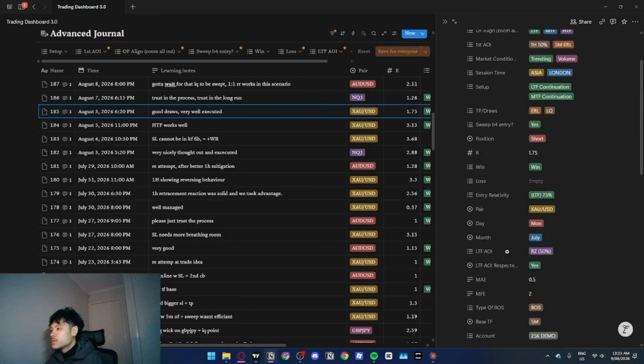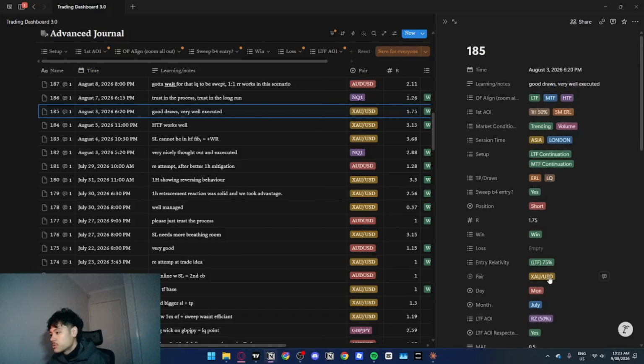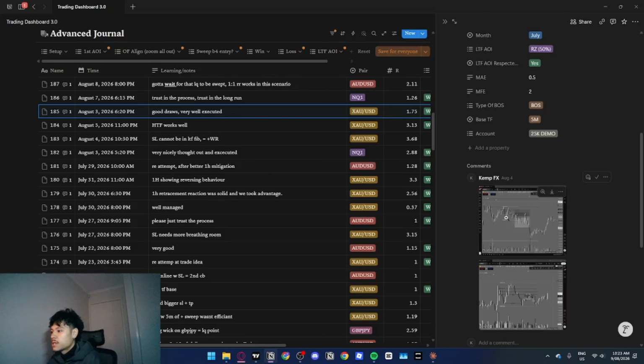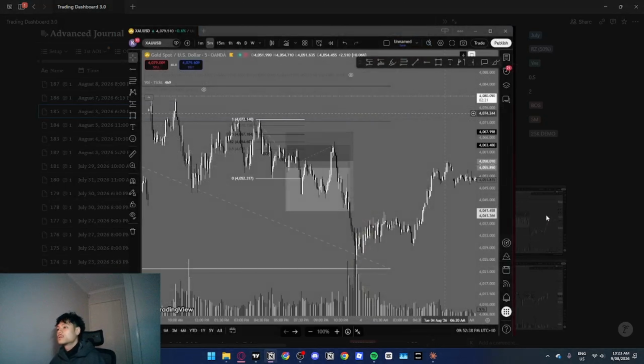Alright, so in this trade here, a winning trade with a 1.75 RR. Looks like we traded gold. We were with lower time frame, middle time frame structure. And our first area of interest was a 1 hour 50% level, 5 minute external range liquidity. I noted here that I had good draws and it was very well executed, so I can look at this with the intention of doing this more.